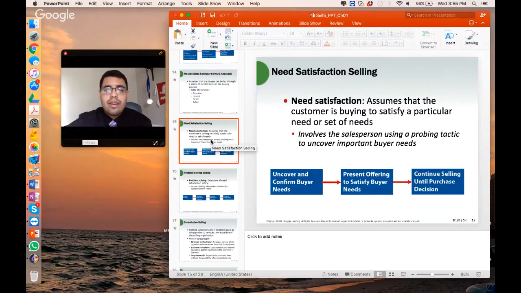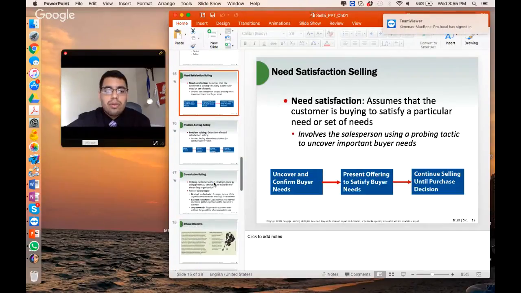That is correct. Uncover and confirm buyer needs. If you don't know what those needs are, find out. Present offering to satisfy that need. Hey, remember those 3 bedrooms? Remember those kids, I'm sorry. Here are the 3 bedrooms. Continue selling into purchase decision. Just continue selling the product as it goes, okay?